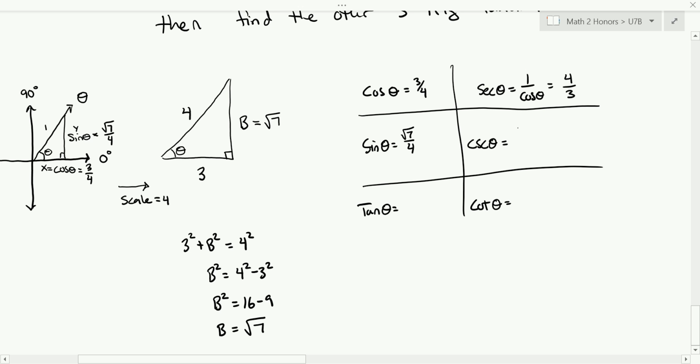So cosecant is 1 over sine. So flip this over. Right? And we can't have the radical in the bottom, so we're going to multiply top and bottom by root 7.